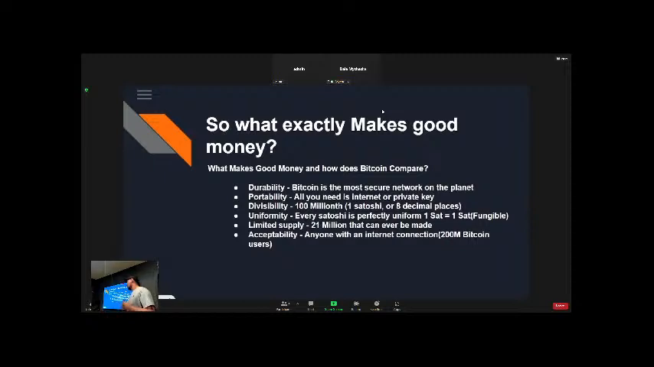And so that's one form of looking at it. The other form is, can anyone accept it? And again, that goes back to who can access Bitcoin, and again, that's anyone with an internet connection and a device of any sort, right?